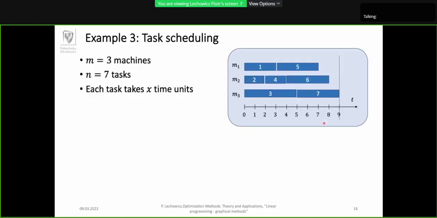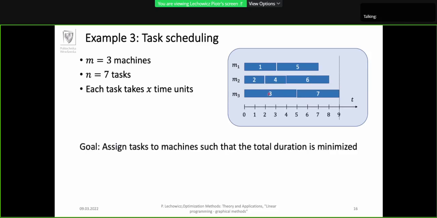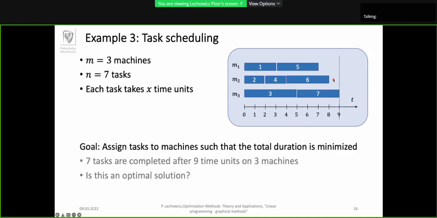And another example is related to task scheduling. So let us assume that we have 3 machines, and we have to assign 7 tasks to those machines in such a way that the total execution time is minimized. Each task takes certain amount of time. So the goal is to minimize the total duration.